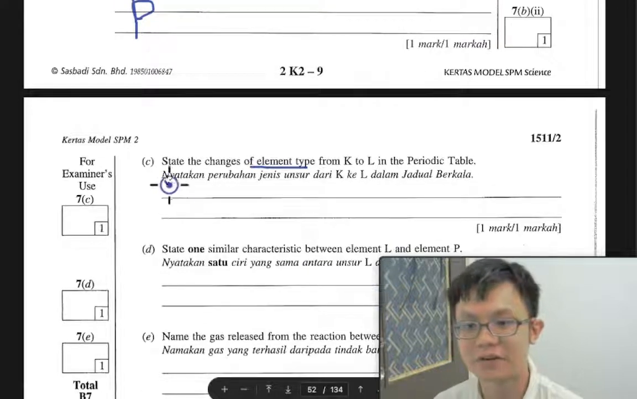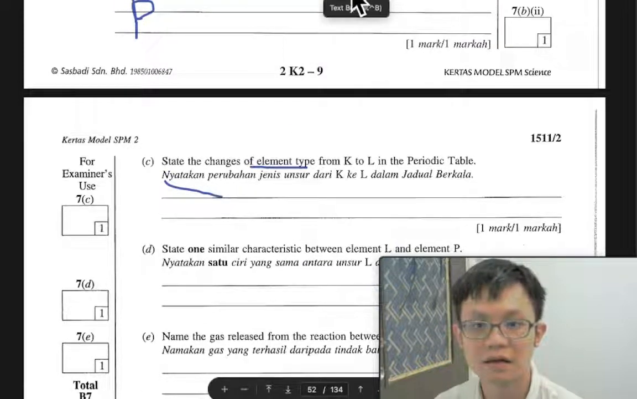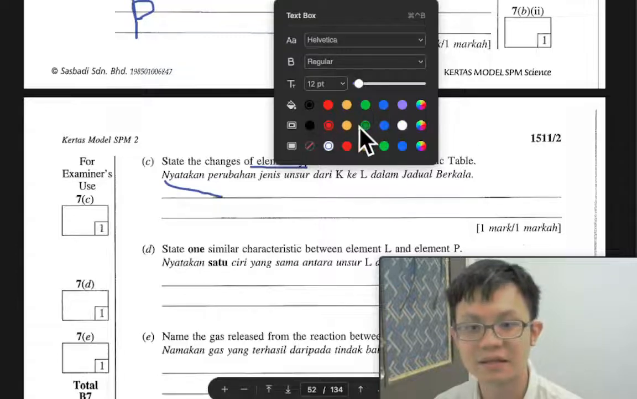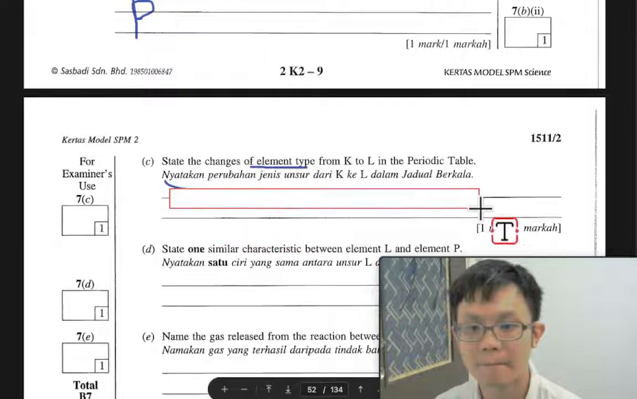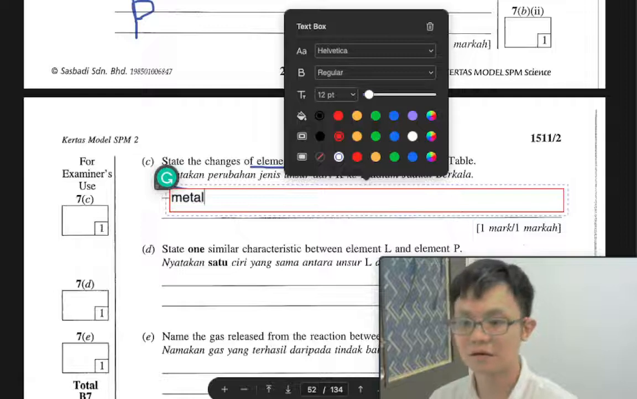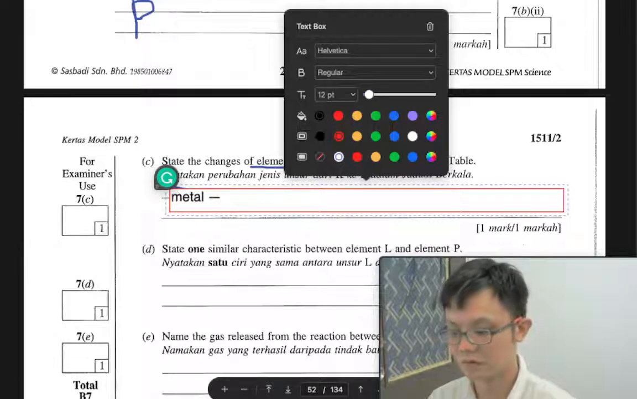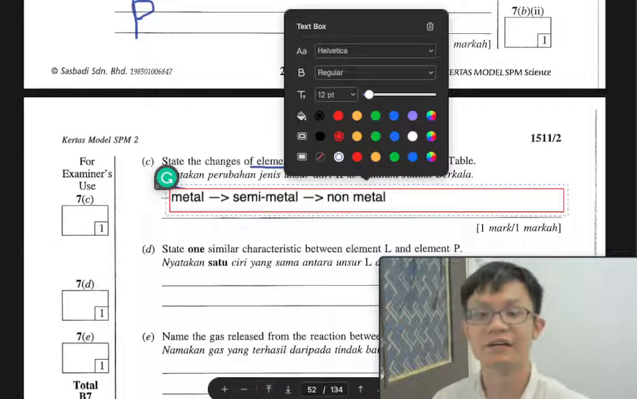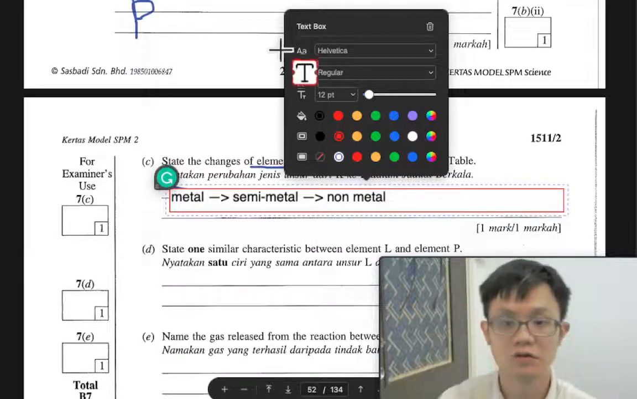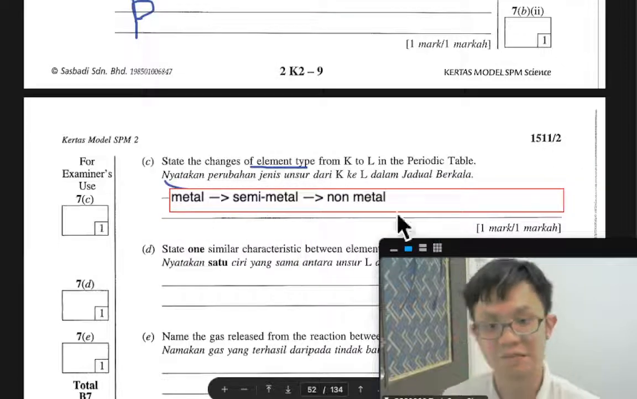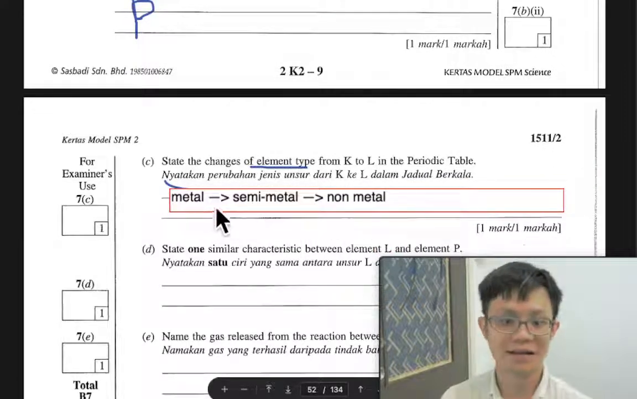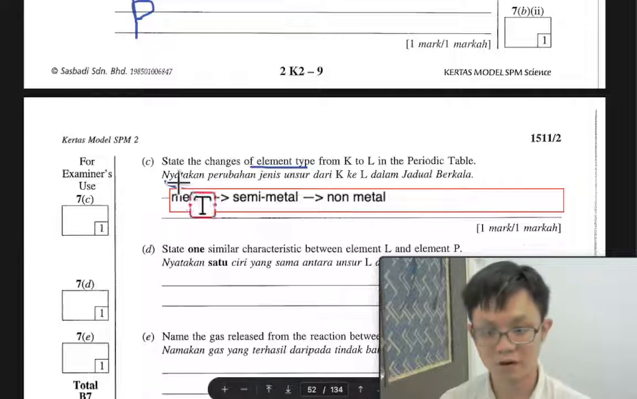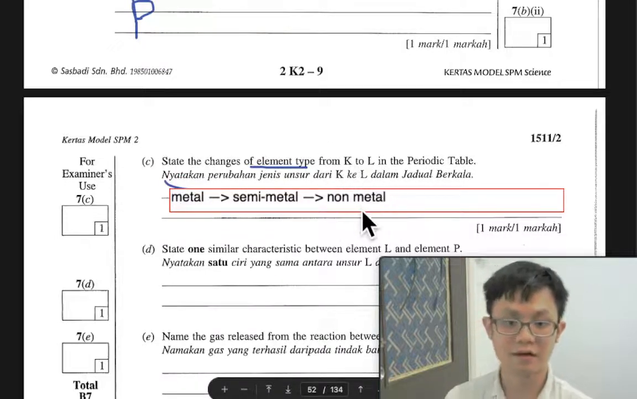From metal to semi-metal, and then to non-metal. So it is arranged from metal to semi-metal to non-metal, and because of this, metal and non-metal can bond, metal and metal can bond, or non-metal and non-metal.